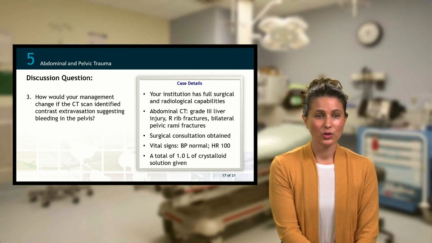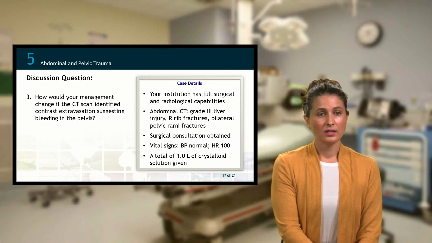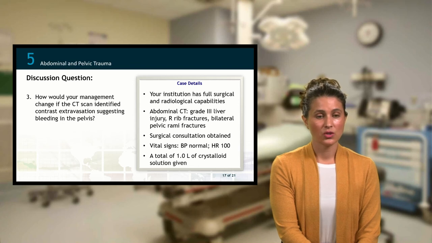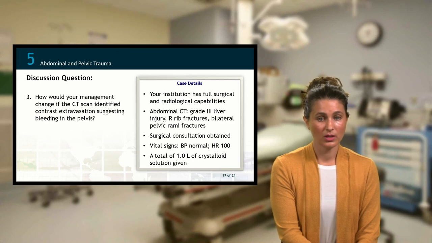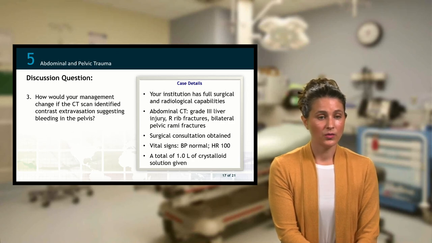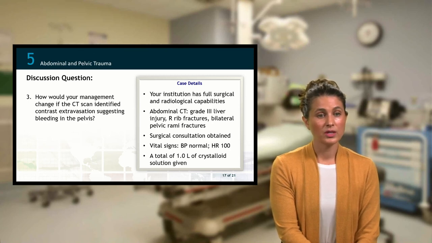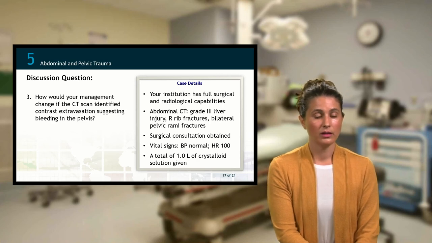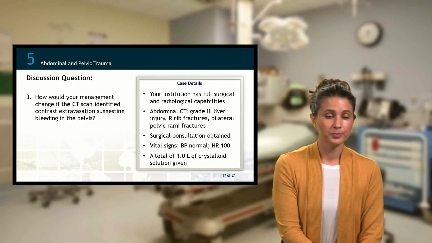So, on that initial management of the patient, what would you do differently if the CT scan had showed contrast extravasation suggesting bleeding in the pelvis? It would all be dependent upon if the patient is hemodynamically stable or unstable. So our patient is hemodynamically stable, and so if there is active extravasation suggesting bleeding in the pelvis in this patient, I would favor sending the patient for angioembolization to hopefully avoid a laparotomy. If he is unstable, then you need to bring that patient into the operating room.